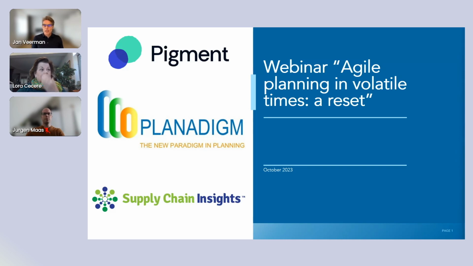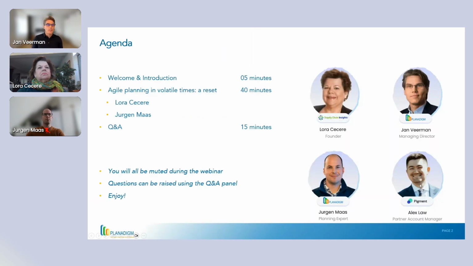Jurgen, if you can go to the next slide, maybe a little bit on the agenda for today. So welcome and introduction. Main stage will be for Lora and Jurgen, where Lora will explain a little bit based on one of her analyses that she did on supply chains after the COVID. Then Jurgen will explain a little bit how that can be solved in a cloud-based planning tool, Pigment. And then it's back and forth between Lora and Jurgen a couple of times, in total about 40 minutes. And then we have plenty of room at the end for Q&A.